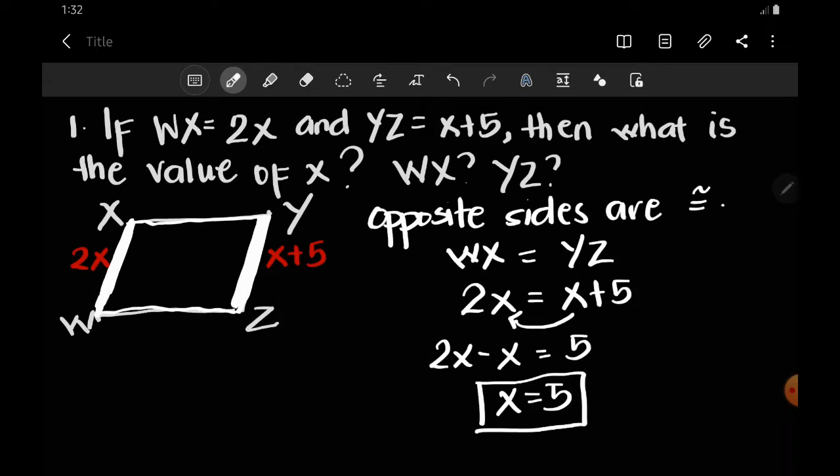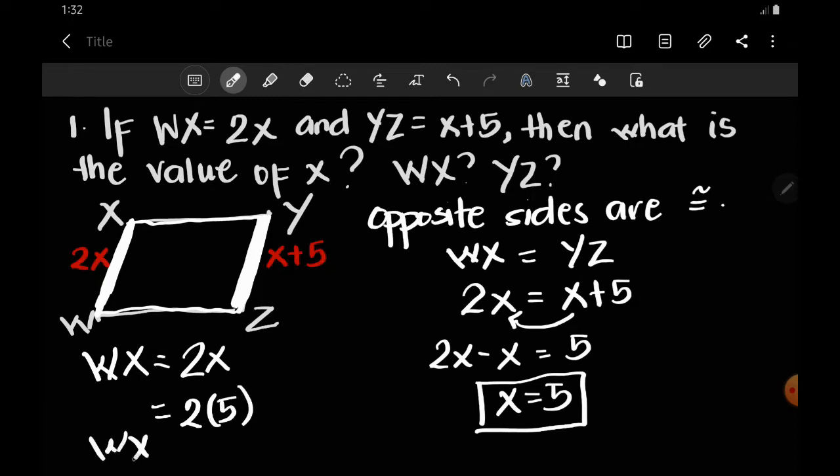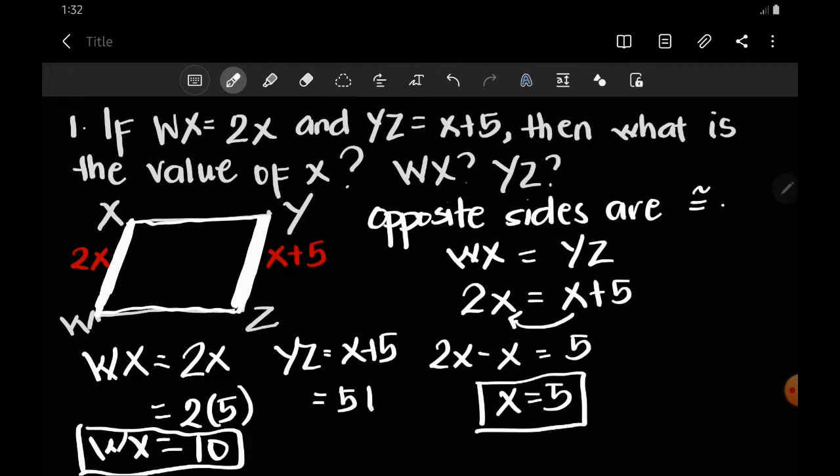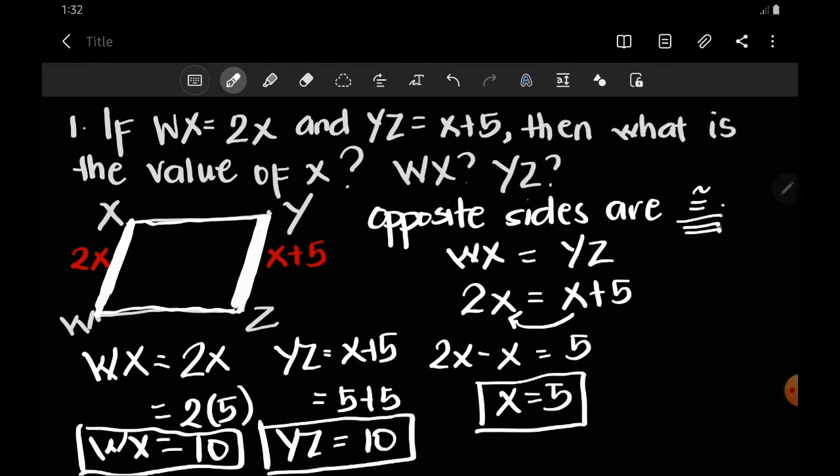Now, if we are going to get the value of WX, we are just going to substitute the value of x. So since WX is 2x, we are just going to substitute 5 to x. So 2 times 5, WX is 10. And then YZ, the same process, we are just going to substitute 5 to x. So we're going to have 5 plus 5. So YZ is equal to 10. So they are both 10 because they are congruent.